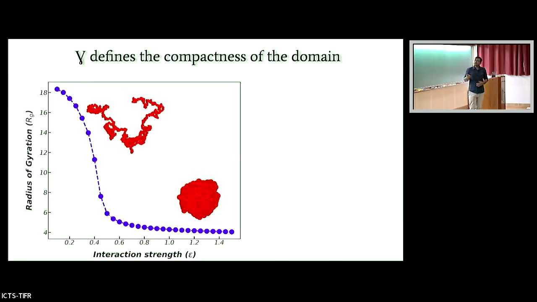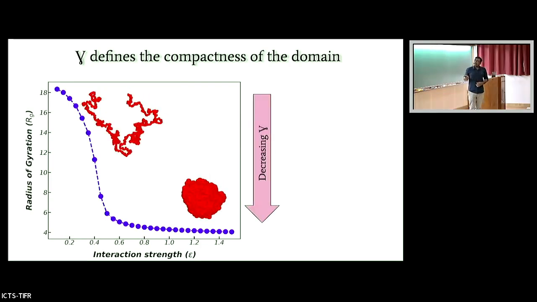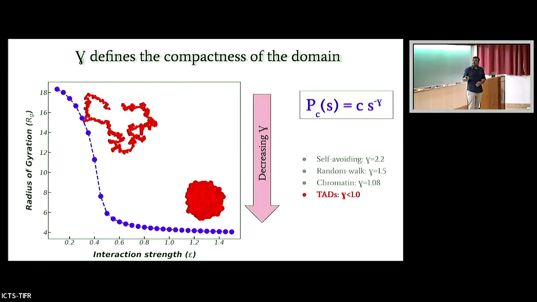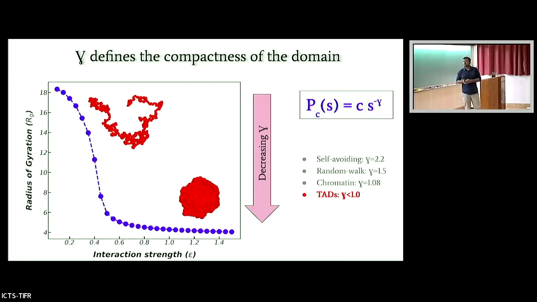If you start from here, you can see gamma is equal to 2.2, and as you go to a more compact domain, your gamma will decrease. These are some values of gamma: a self-avoiding walk has gamma of 2.2, a random walk 1.5, chromatin as a whole-genome organization 1.08, but for TADs gamma is less than 1.